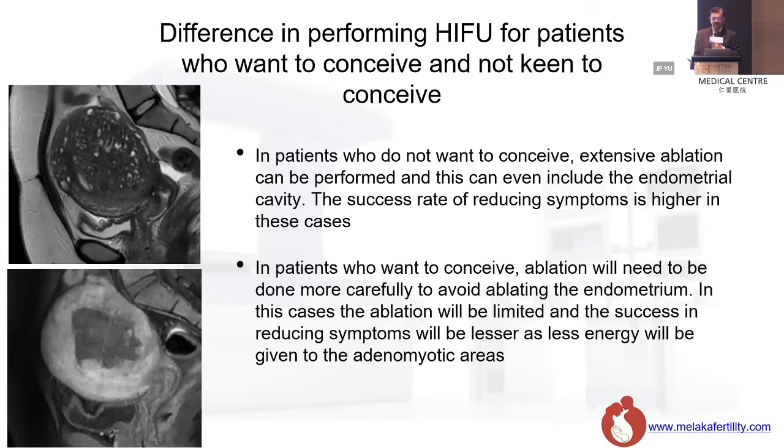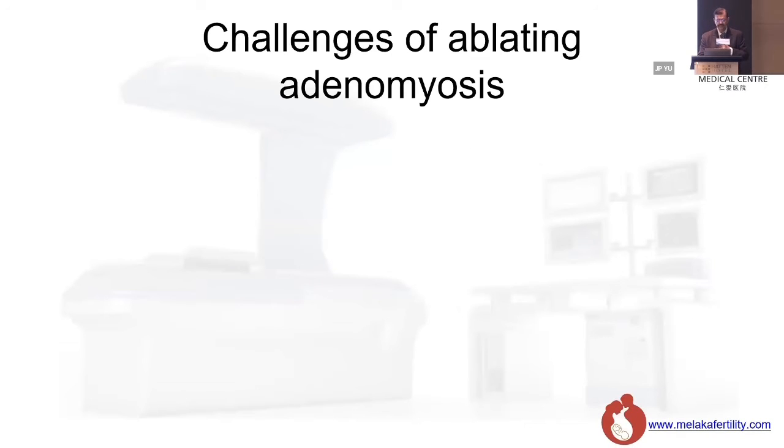So when the patient wants to conceive, ablation needs to be done more carefully to avoid ablating the endometrium. In this case, the ablation will be limited and the success in reducing symptoms will be lesser, and less energy will be given to the adenomyotic area. So this is my experience: when we're doing it for patients who want to get pregnant, their success rate in reducing menorrhagia and dysmenorrhea will be limited because of the constraints I have in giving energy into the uterus. So I think this is an important point.